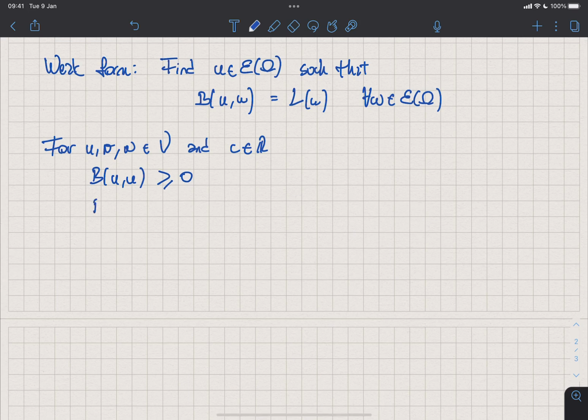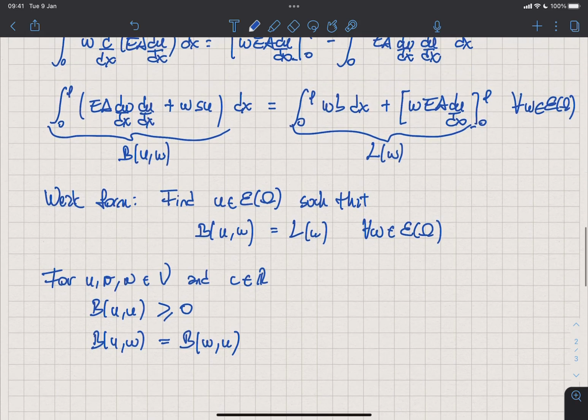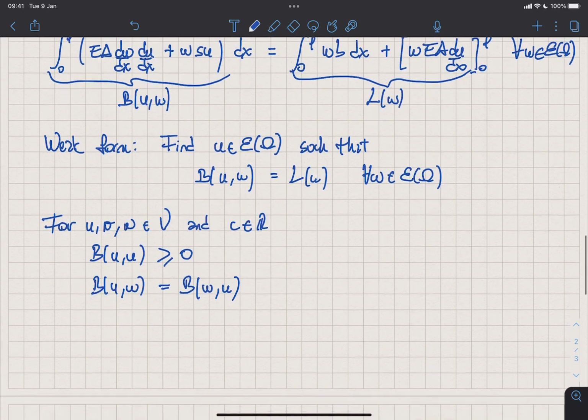Then of course you have a symmetry property. So b of u, w is equal to b of w, u, right? And that is actually very, very easy to check. If you look at this equation and then you just swap u and w, you immediately see that it's actually the same expression. Okay.